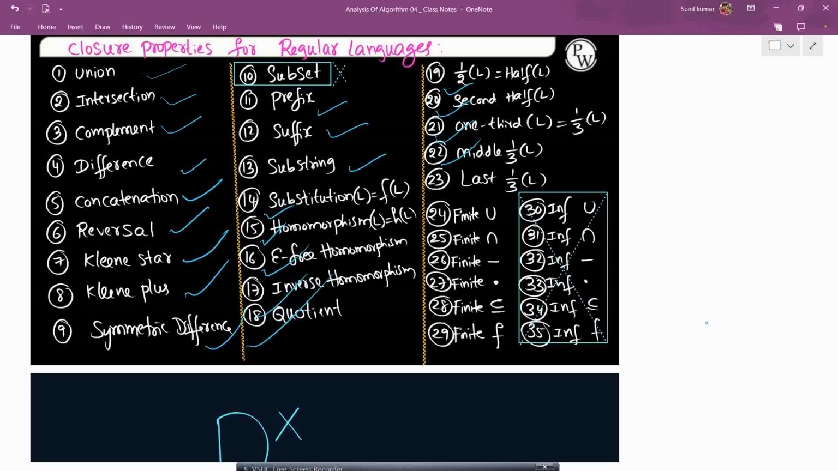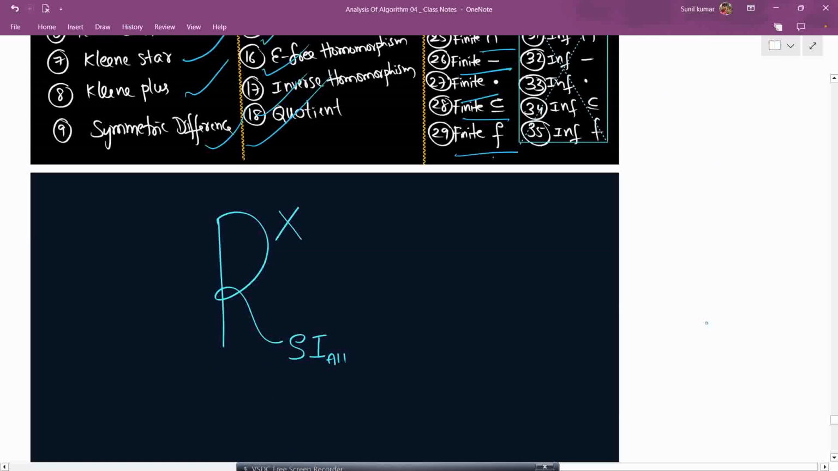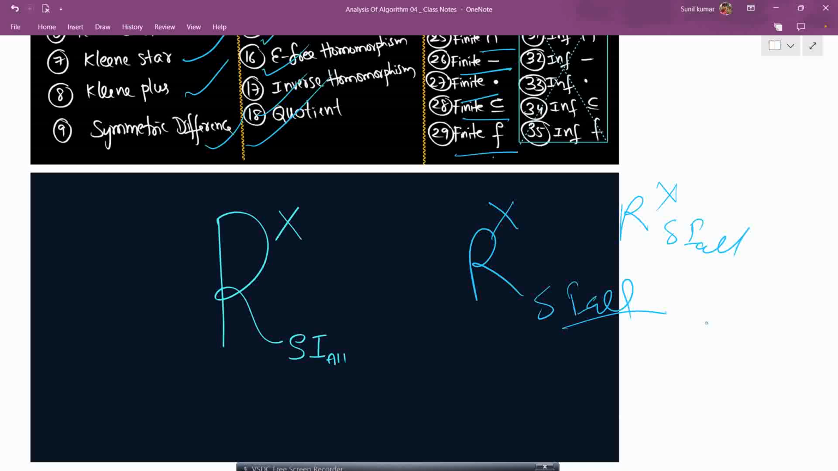Finite: intersection finite, difference finite, concatenation, infinite, subset finite. But for infinite, subset and infinite. So for regular languages, we can get regular or infinite subsets, all right, and it is not closed.